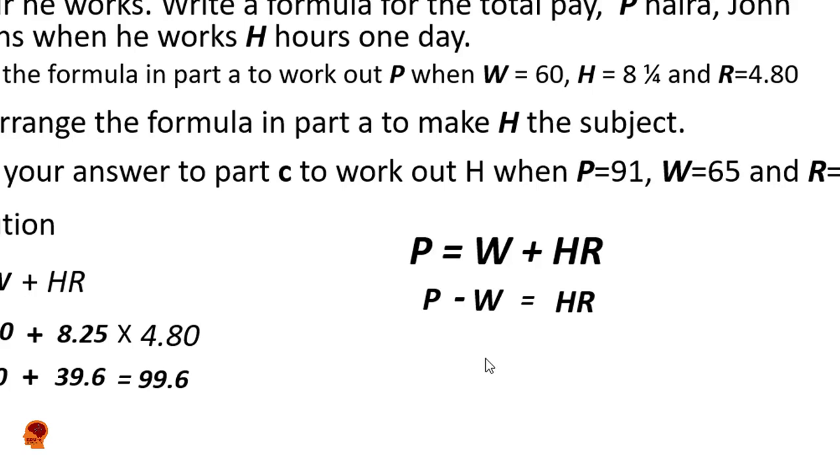Now what are we going to do here? Because we want to make H the subject of the formula, we are going to divide both sides by R. Now this is one side, which is called the left hand side. This is called the right side. So R will be divided on both sides, and when R is divided on the right hand side here, R will be eliminated, leaving H. So we are going to have P minus W all over R equals H.